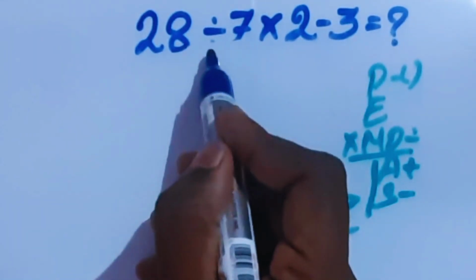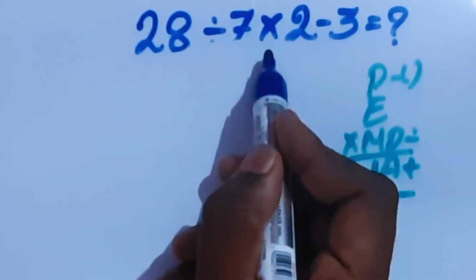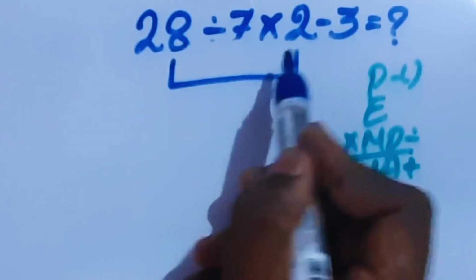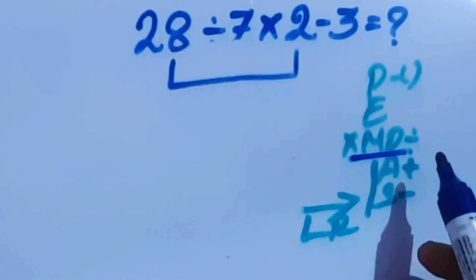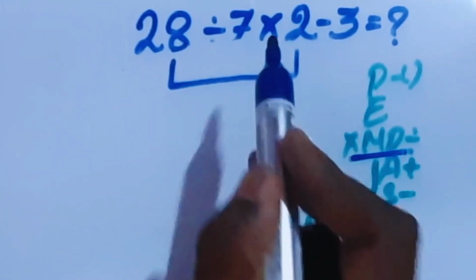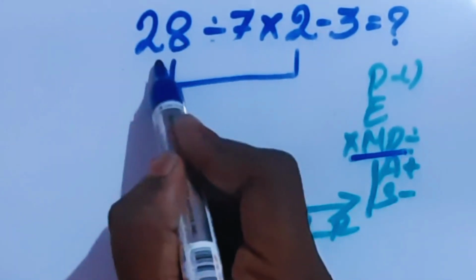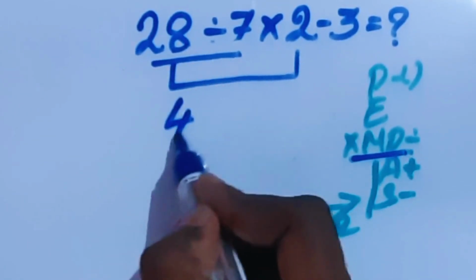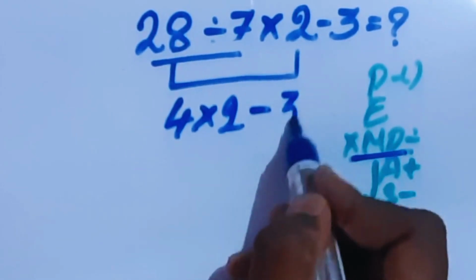Here we have division, multiplication and subtraction. Here this division and multiplication is higher priority than this subtraction. So we have to complete this task before this subtraction, because multiplication and division are higher priority. In this we have two actions. One is division and the other one is multiplication. Which is first? For this we have to follow the left to right rule. Left to right is this action. So this is 4 times 2, this 2 minus 3.